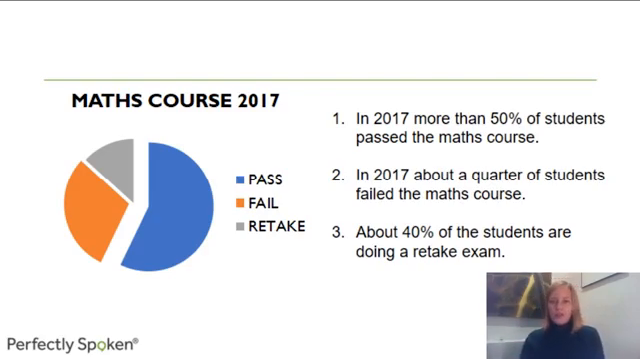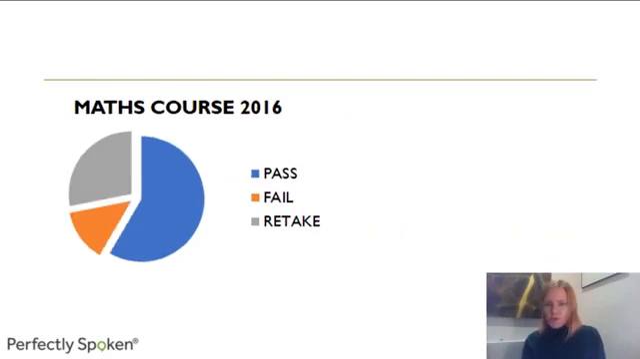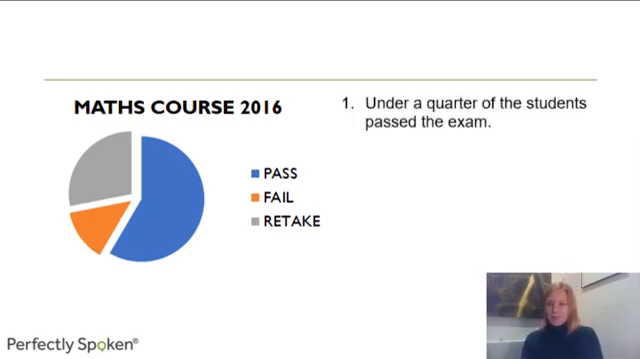Now let's have a look at the Maths Course 2016. Again, we've got blue as the pass, orange as the fail, and light purple as the retake. So notice it's similar but different. Okay. So number 1: under a quarter of the students passed the exam.